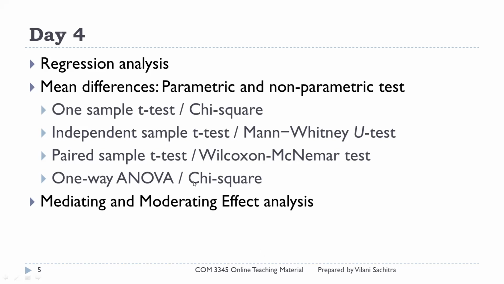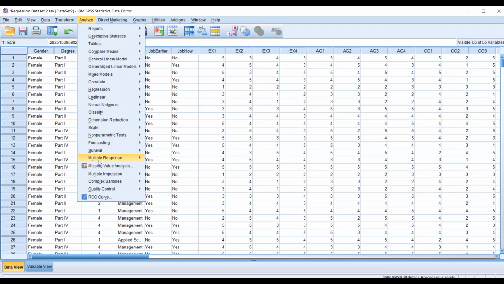So one way ANOVA, we use if our grouping categories have more than 2 subgroups, right? So on the right-hand side, you can see those are the non-parametric test mean differences analysis, right? So if I go back to the data set, I will show you those things. You can go to analyze, right? Here you can see, yes, the non-parametric test. You can go to the legacy dialogs, right?